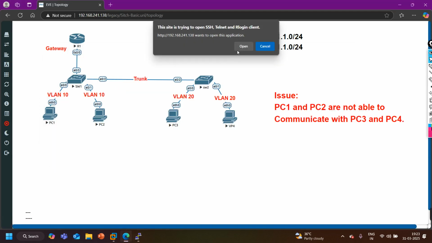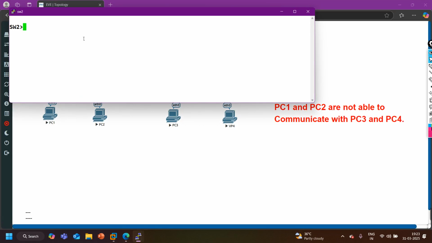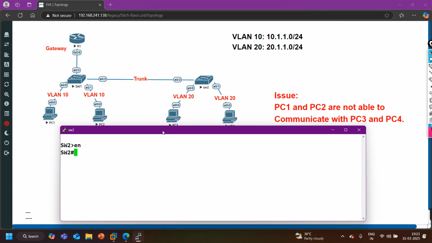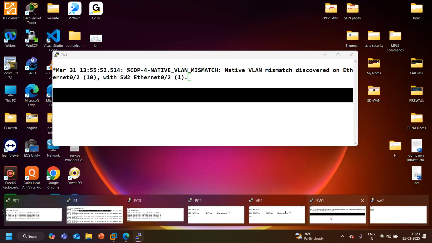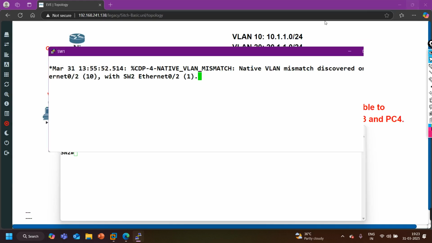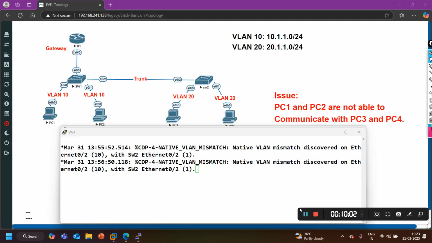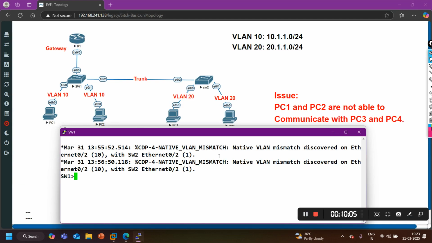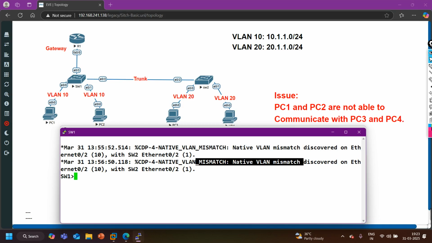Maybe on switch number 2 also you are getting this log message. No, on switch 2 there is no log. On switch number 1 we have one log of native VLAN mismatch. So let me verify on which interface I am getting this error message. You can see the native VLAN mismatch error discovered on Ethernet 0/2, and the 0/2 interface is connected to switch number 2. Switch 1 0/2 port is connected to switch number 2. So on this trunk link native VLAN is mismatched.